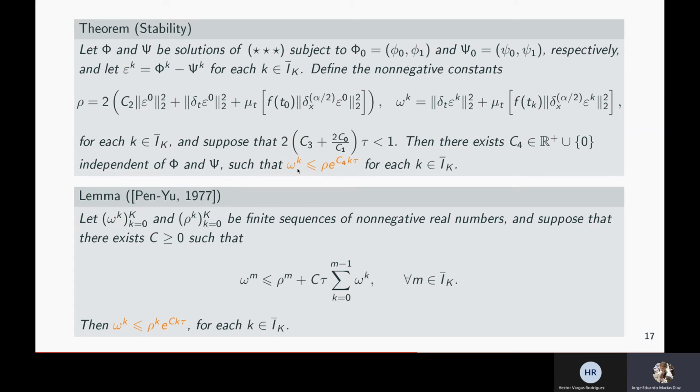So this is omega k. Omega k is this quantity, which depends on the solution at time k, and rho depends on the solution at time 0. As you can see, the omega k's are going to be bounded by this quantity, which depends on the solution at time 0 times this constant. So this is going to assure stability provided that this condition is satisfied: tau sufficiently small.